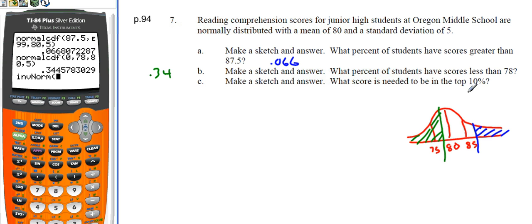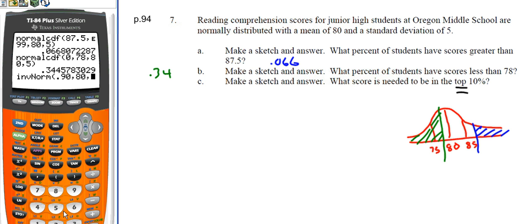Now, careful, here's the percentage we know, 10%. The command on the calculator always wants to know the percent to the left of whatever your value is on the scale. If you put in 0.10, you'll get an answer over here, higher than 10%. If you're in the top 10%, you're higher than 90%. So I'm going to type in 0.90. And then again, we need our mean and standard deviation.